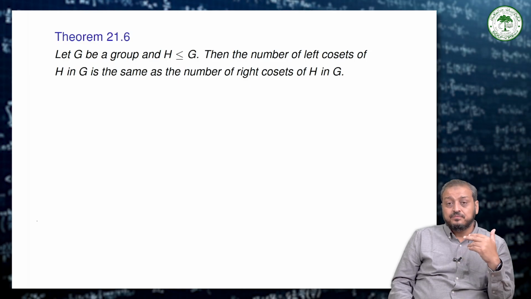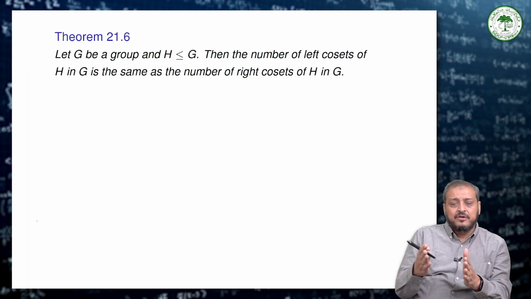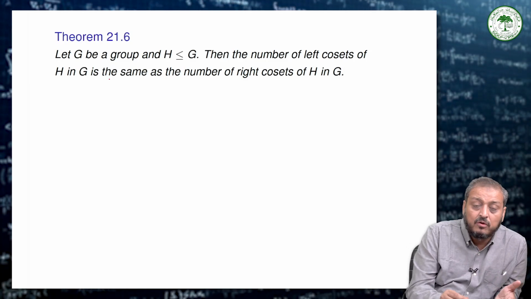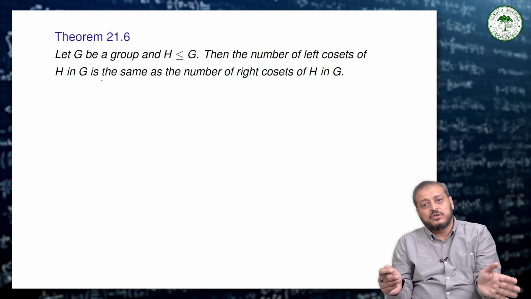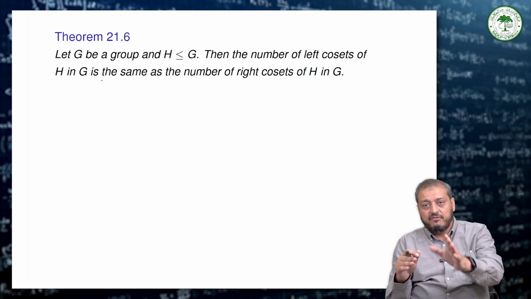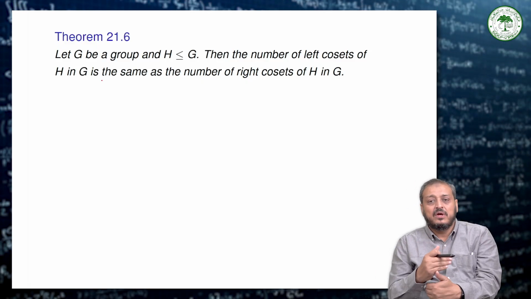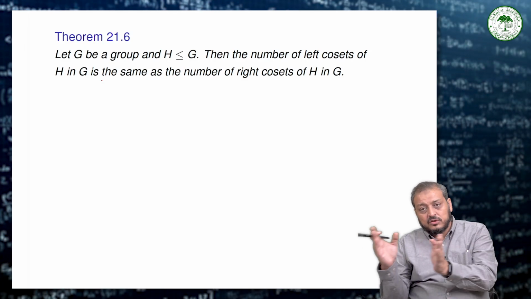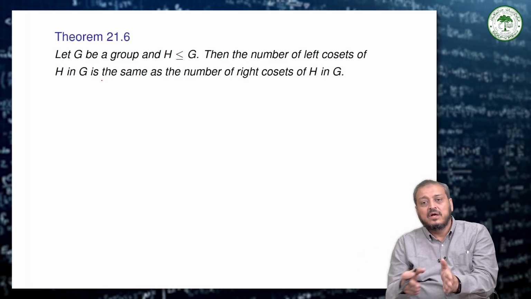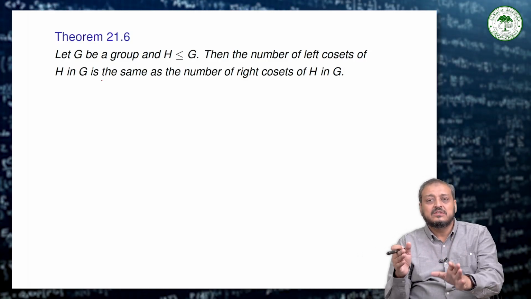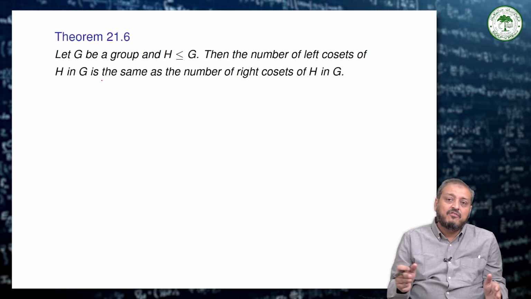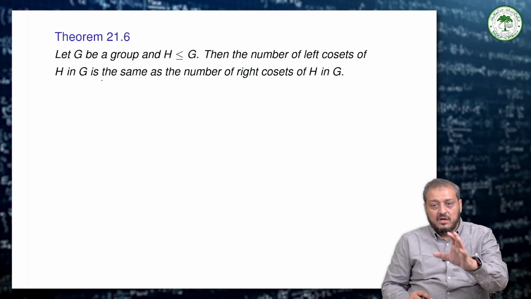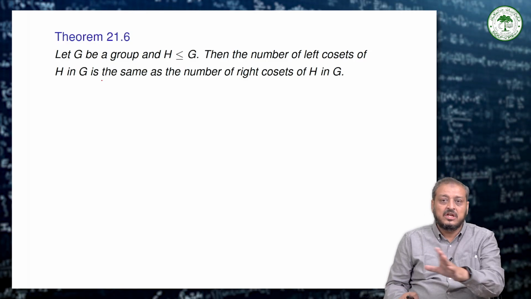We have to take one function and define a function from the left coset to the right coset, or the right coset to the left coset, and then show that the map we define is bijective. If it is bijective, then we can simply say that the number of left cosets and the number of right cosets of H in G is the same number.